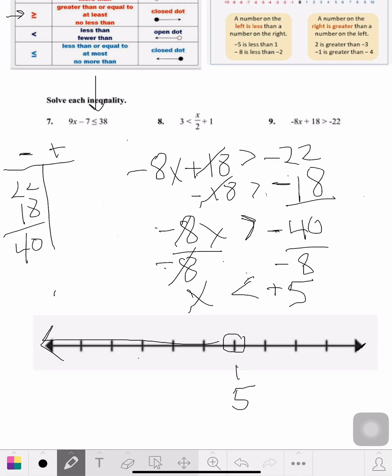But you see how you had to flip the sign because you divided by a negative number. And that's the only time you flip the sign. If you don't divide by a negative or multiply by a negative, you can leave the sign always facing the same way. And that was all there was to this whole problem, okay?